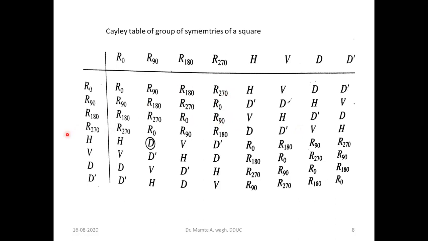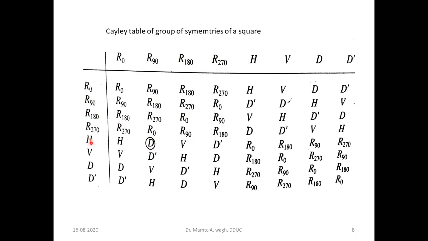So if you combine two elements with each other and we get the identity element, that means those two elements are inverses of each other. So here I can see that R90 and R270 are inverses of each other. Similarly, R180 combined with R180 is giving you R0, so R180 is the inverse of itself. And then R270 along with R90 is giving you R0, so R270 and R90 are inverses of each other.